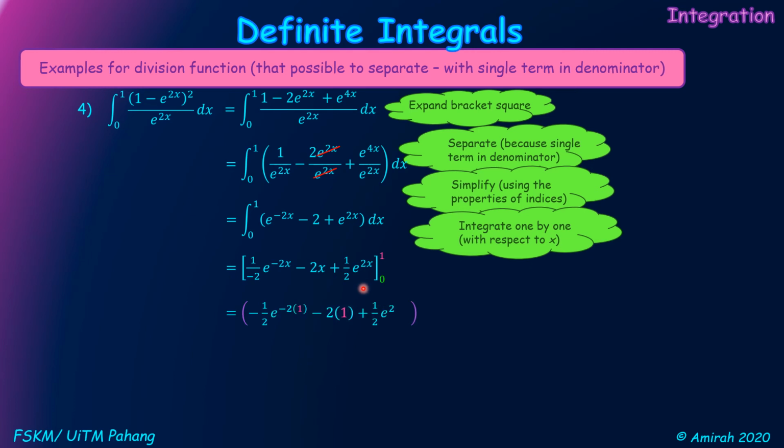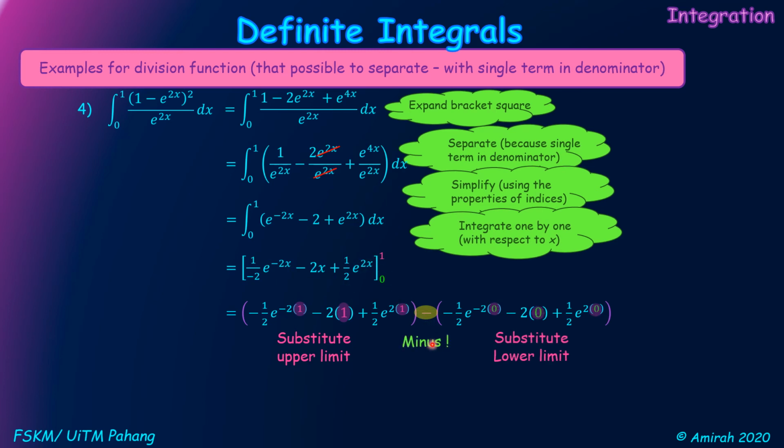Alright. So after that, we substitute the upper limit first. We substitute the upper limit, which equals 1, into variable x. And then in between we must minus. After that, we substitute the lower limit 0 into variable x. Alright? Right, after that, we simplify. e to the power of 0 equals 1. Negative 2 times 0 equals 0. e to the power of 0 equals 1. Okay?